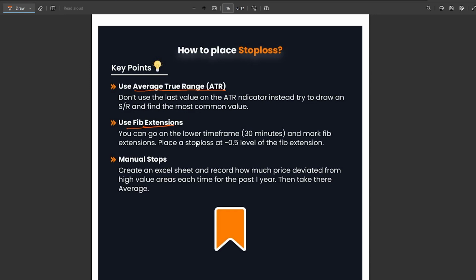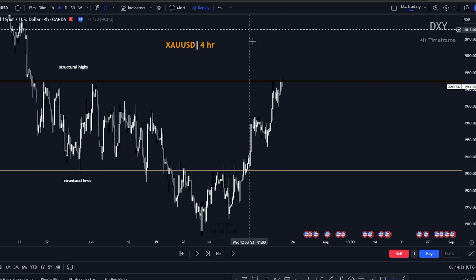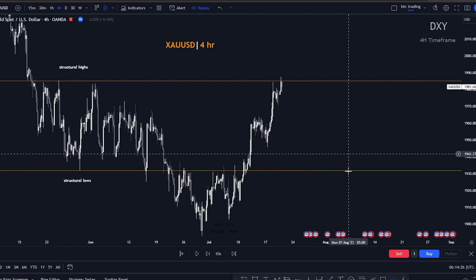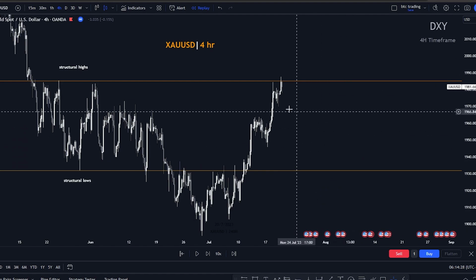You will go on to the lower time frame such as the 30 minutes and mark a Fib extension on the lower time frame leg. So let me explain it better on the charts. Now this is the exact same gold setup. Now we will go on to the lower time frame such as the 30 minute and mark the Fib extension and try to place a stop loss.